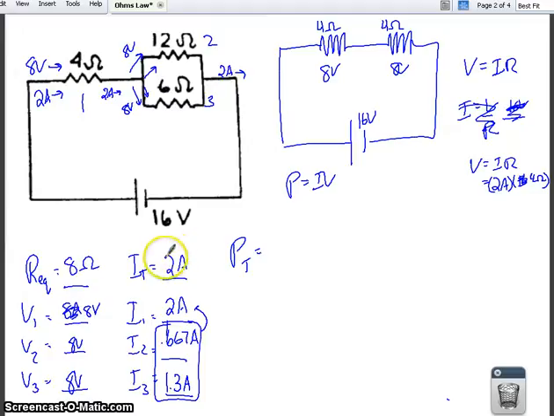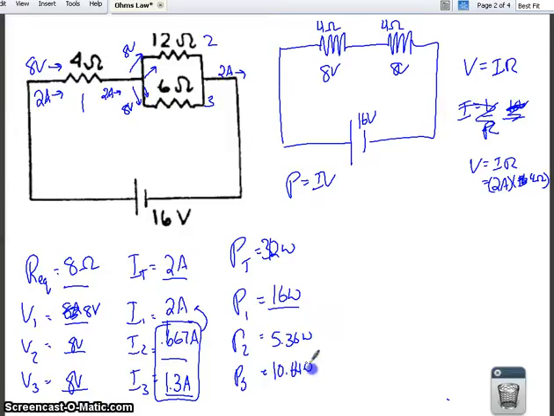Well, total current is 2 and total voltage is 16, so it's going to be 2 times 16, which is 32 watts. The power through number 1 is going to be 2 amps times 8 volts, so it's going to be 16 watts through the first one. Through the second one is going to be 0.667 times 8 volts, which is going to be 5.36 watts. And this one's going to be 1.3 amps times 8 volts, which is going to be 10.64 watts. Notice 10.64 plus 5.36 plus 16, these all add up to 32.